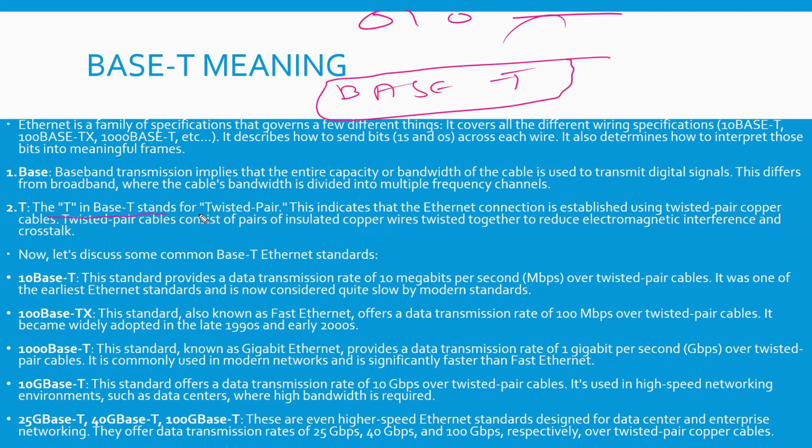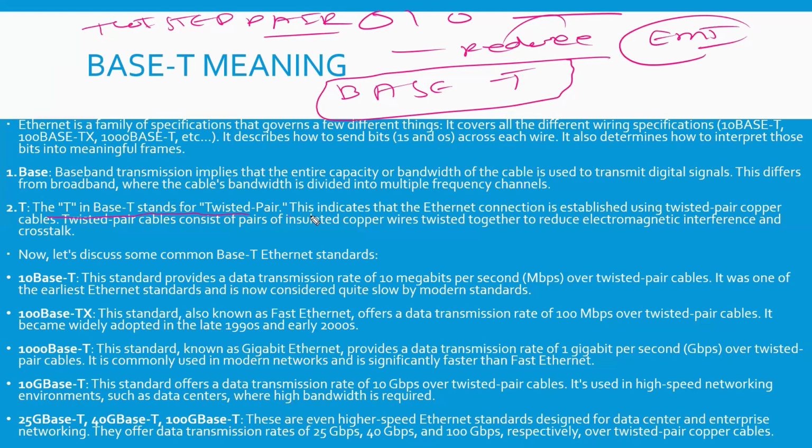T stands for twisted pair. Twisted pair means the cable wires are twisted to reduce EMI. In the last class, you may have seen that: you reduce the EMI, electromagnetic interference. So this indicates that the Ethernet connection is established using twisted pair. Twisted pair consists of pairs of insulated copper wires and reduces electromagnetic interference.